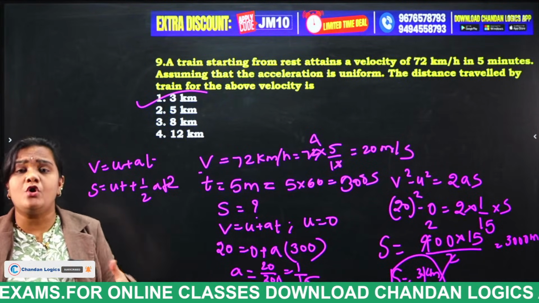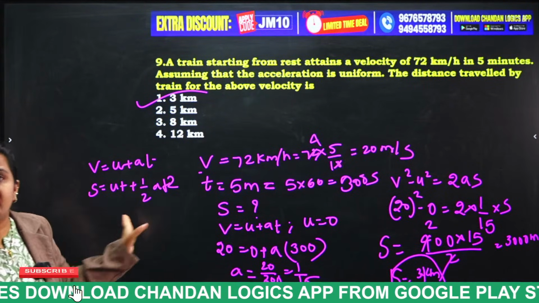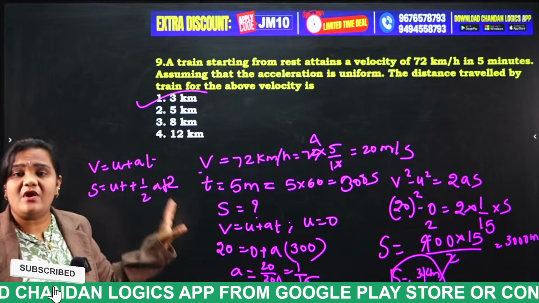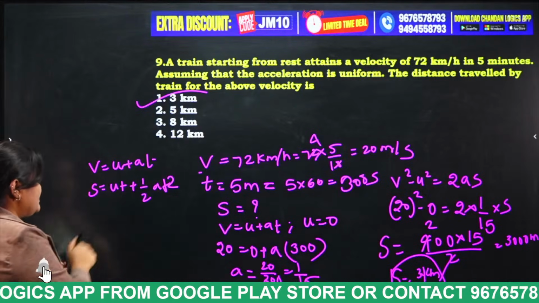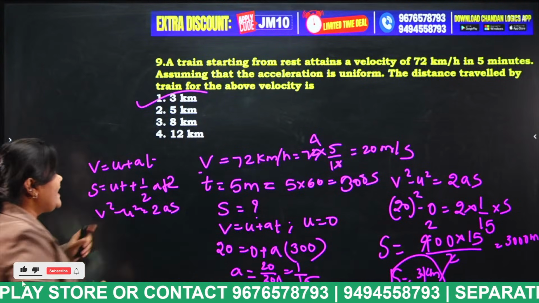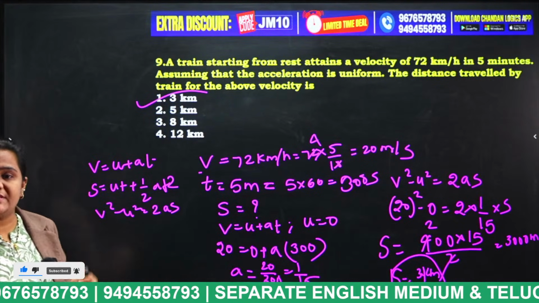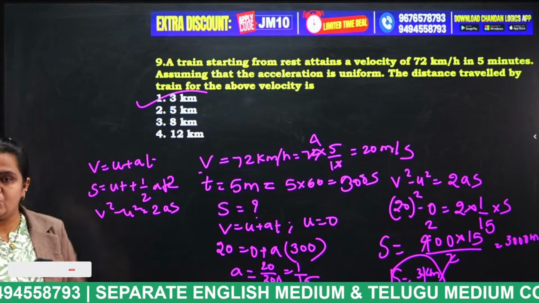We don't know what formula to apply there. So first of all, write down all the 3 motion formulas, like V square minus U square is equal to 2AS. So we can also solve from these, students. These are the 3 laws of motion equations everybody must know.